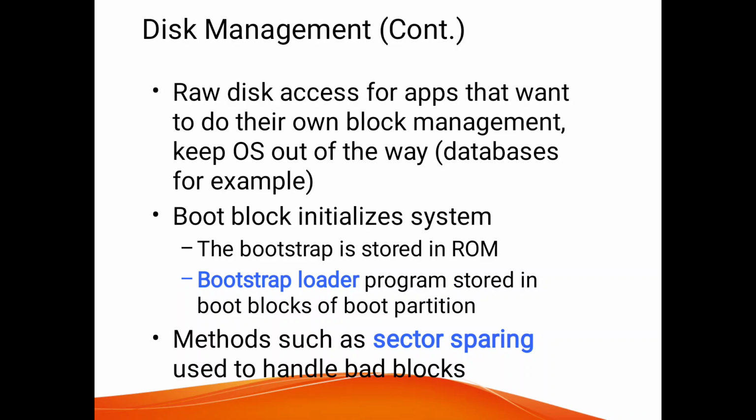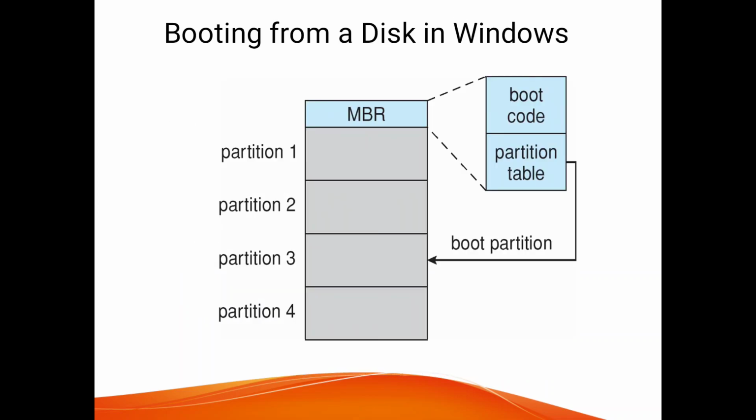The boot block initializes the system, so the bootstrap is stored in ROM. The bootstrap loader program is stored in the boot blocks of the boot partition. The methods are such as sector sparing, which is used to handle bad blocks. Booting from a disk in Windows: many portions of the data are available, and at that time the first boot code is stored in ROM.